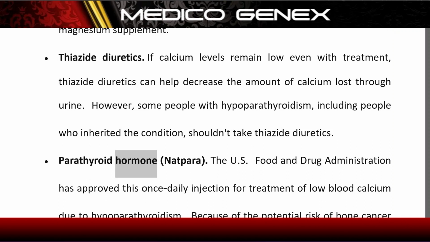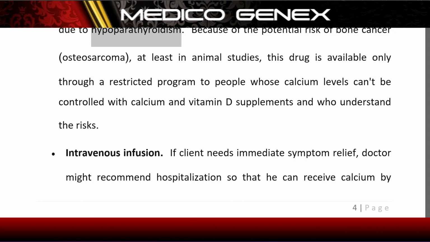However, some people with hypoparathyroidism, including people who inherited the condition, shouldn't take thiazide diuretics. Parathyroid hormone, Natpara. The US Food and Drug Administration has approved this once daily injection for treatment of low blood calcium due to hypoparathyroidism, because of the potential risk of bone cancer, osteosarcoma, at least in animal studies. This drug is available only through a restricted program to people whose calcium levels can't be controlled with calcium and vitamin D supplements and who understand the risks.